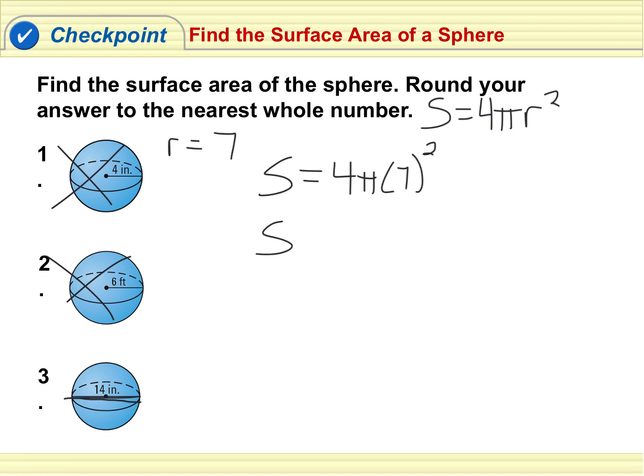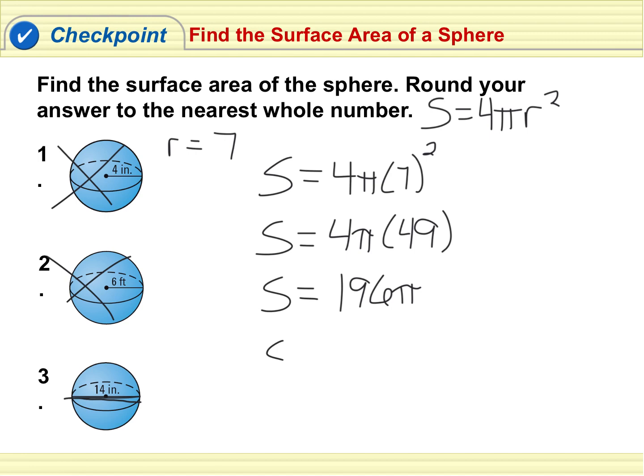Square. Okay. What does square mean? Times by itself. 7 times 7 is 49. What's next? Times 4. Multiply by 4. What do you get? 49 times 4 is 196. Last step is times by pi. 615.75. And then what did it ask us to find?